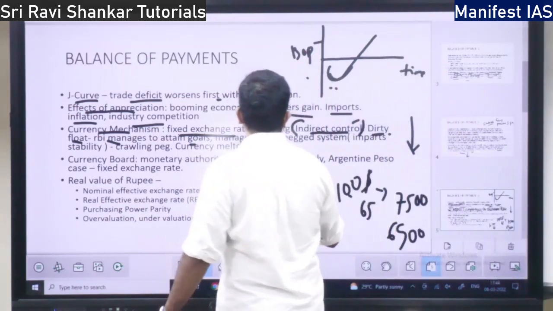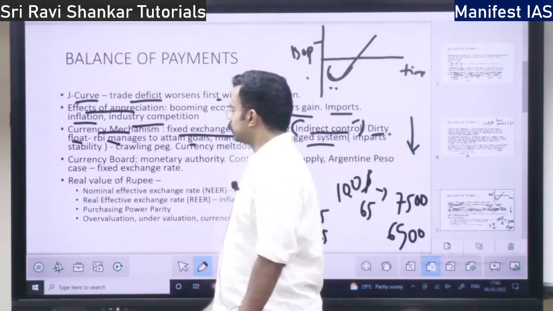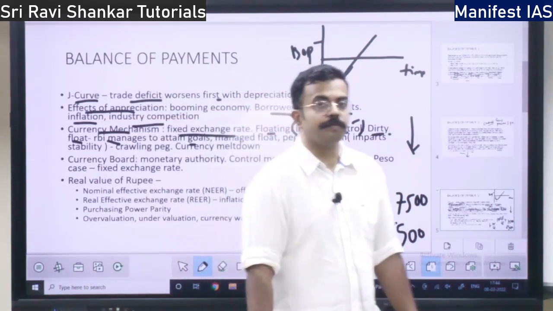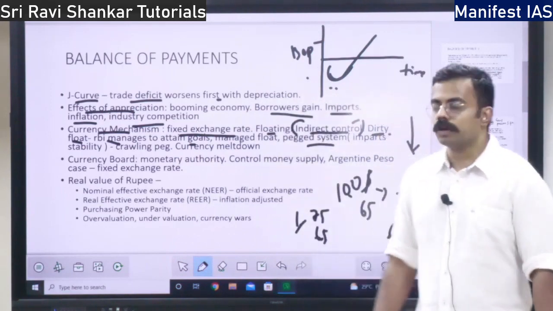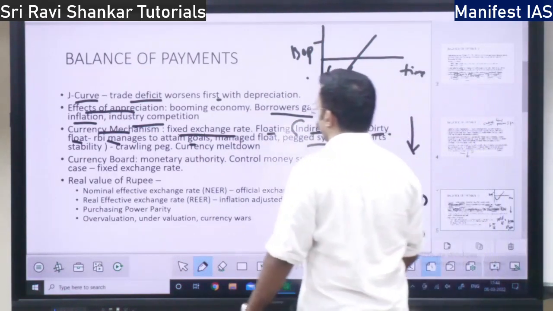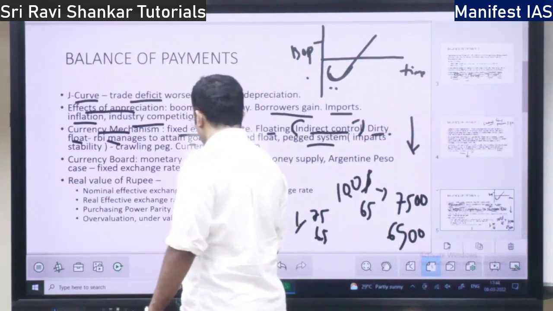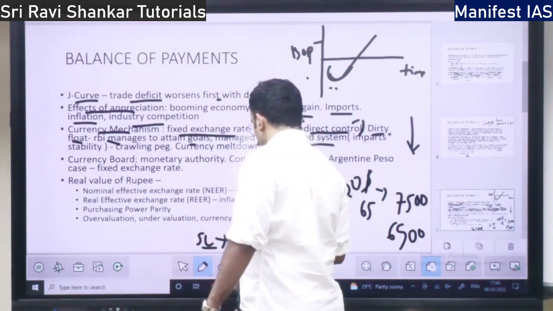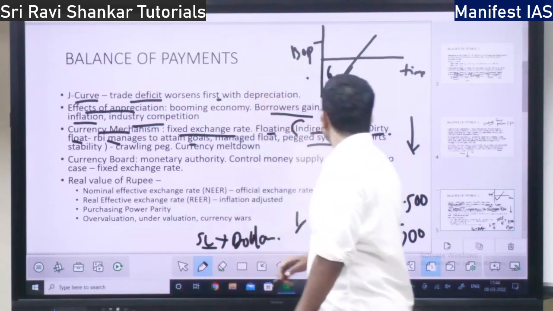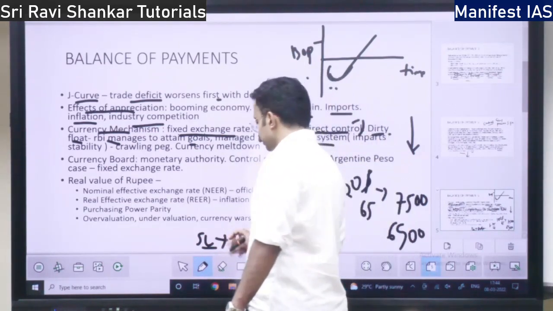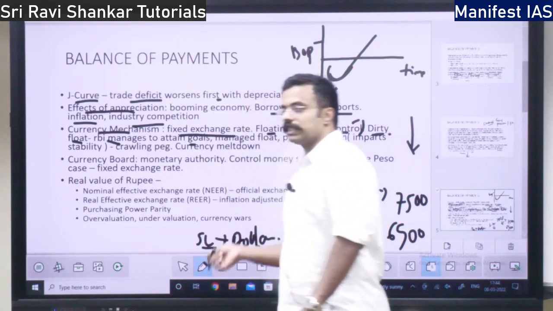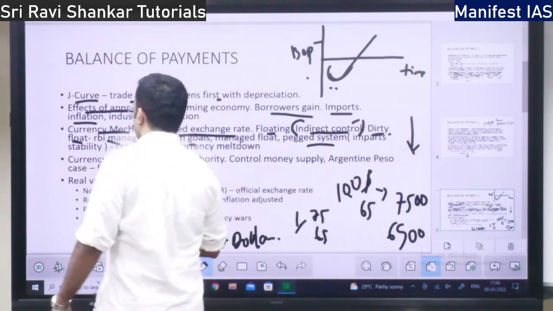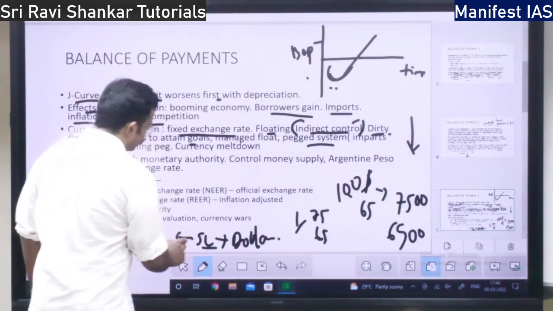Then you have the pegged system. Pegged system means a local currency will be linked with a foreign currency. Let's say the Sri Lankan currency will be linked to the dollar. Why is it linked? It doesn't mean that if the dollar increases, the Sri Lankan rupee increases. No. It shows that it impacts.